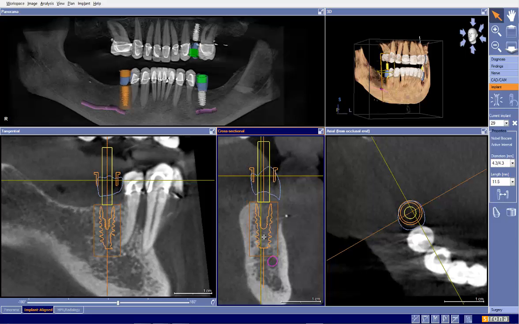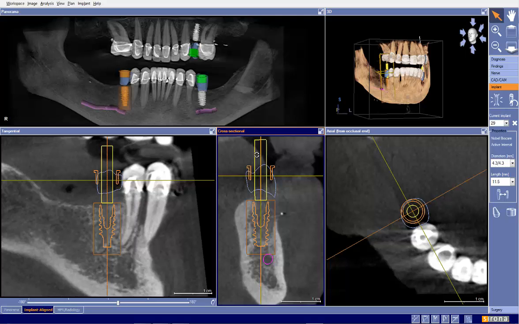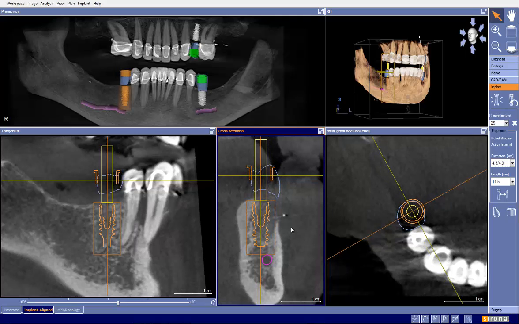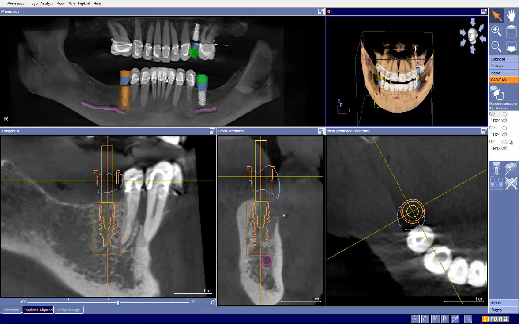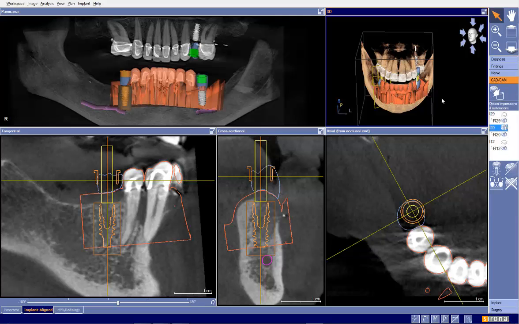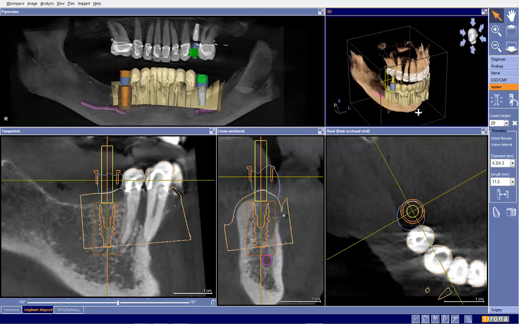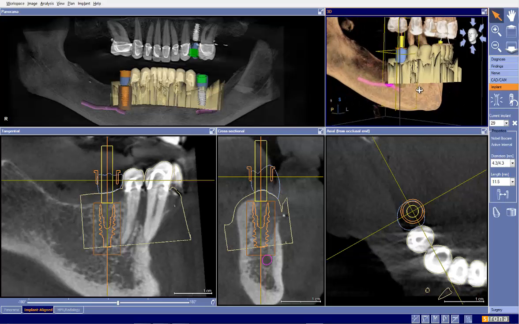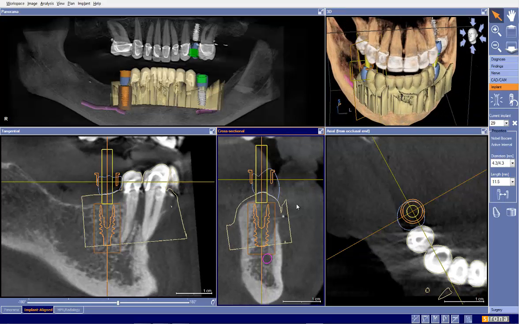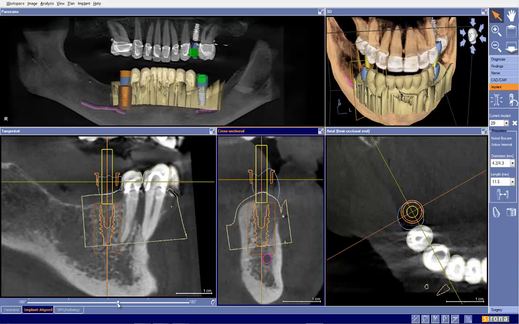So I would have a tendency to do something along these lines here, and then I would tilt the tooth back in to the lingual just like so. Now this has a better chance of a more proper osseointegration. So hopefully that makes sense. Other than that, that's the only thing I would look at here.